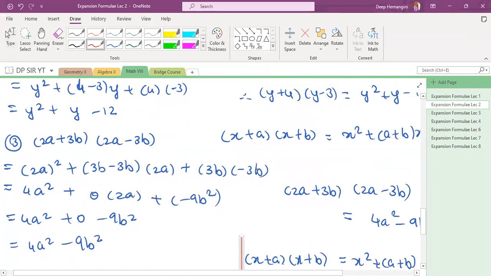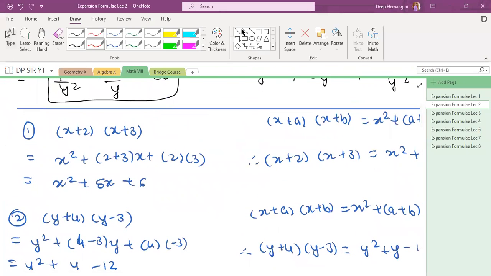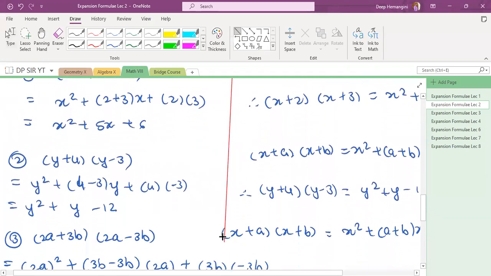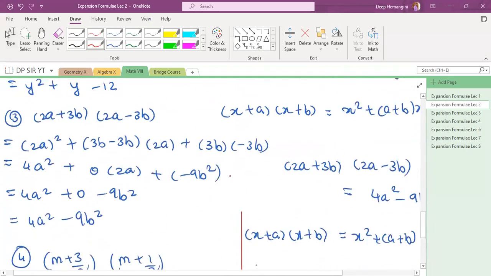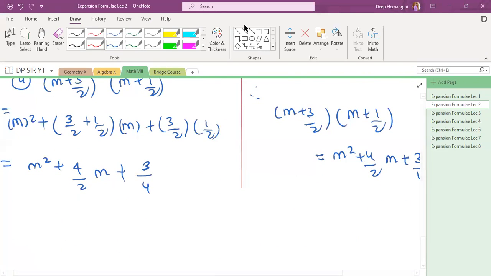So don't just leave these questions. These questions are very easy. I repeat again and again, these questions are very simple. So don't lose your marks in such types of questions. These are a gift for you. So please don't lose marks. I'll be the most disappointed person if marks are lost here.